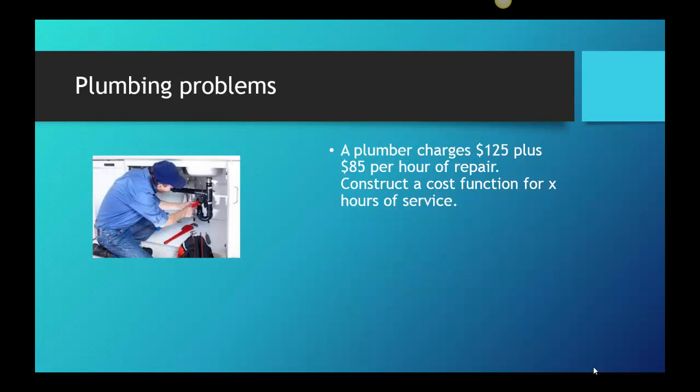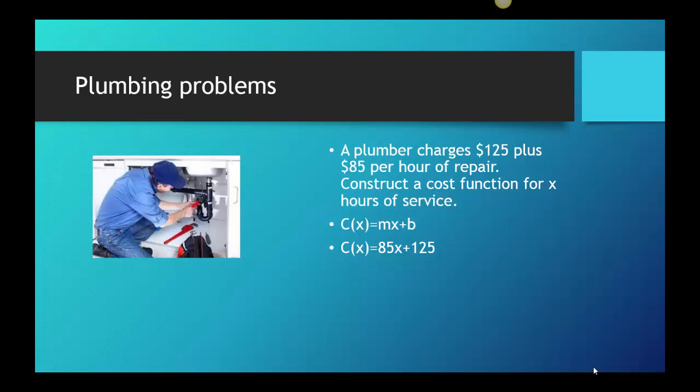So let's go back and start with just coming up with a cost function. We're still talking about linear cost functions, mx plus b. So m is what's changing per hour, and that would be the $85, and then what's a flat fee, which is $125. So here is my function: C of x is 85x plus 125.